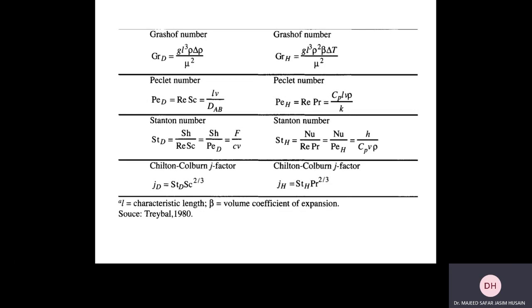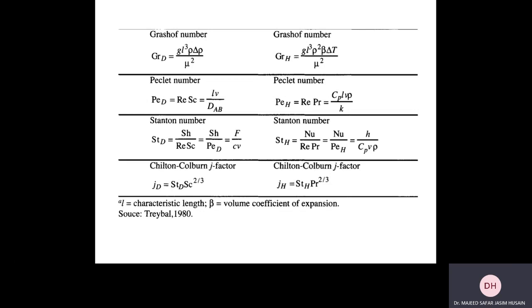There are other numbers like the Peclet number. The Peclet number relates the Reynolds and Prandtl numbers, and it can be defined for heat transfer as Cp L V rho divided by k. And the Peclet number for mass transfer is the Reynolds number multiplied by the Schmidt number. Now, this is very interesting. So what happened to the Peclet number for heat and mass transfer?